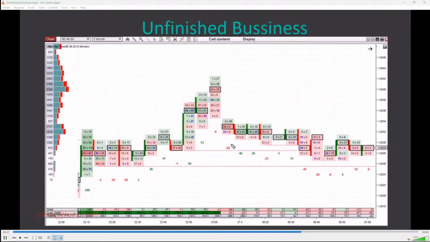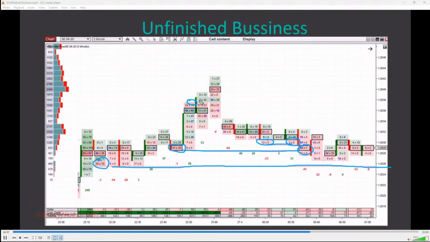In this example, there are 4 unfinished businesses. If we start from left, then there's this one, which gets tested probably somewhere in the future. Then there's this one. It gets covered in here. Then this one gets covered in 10 minutes, pretty fast. And also this one, which got covered immediately.